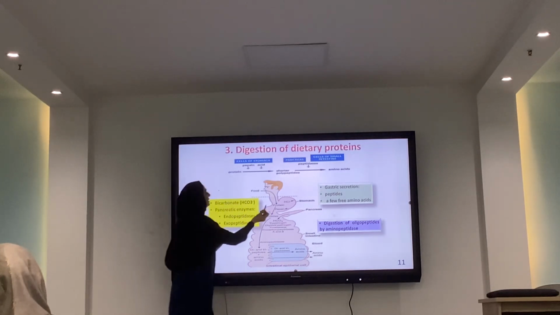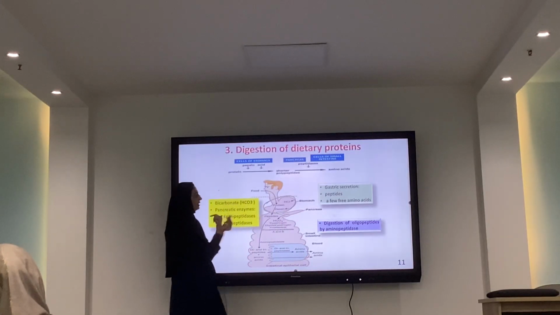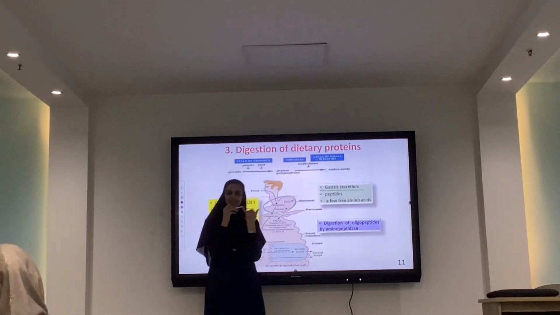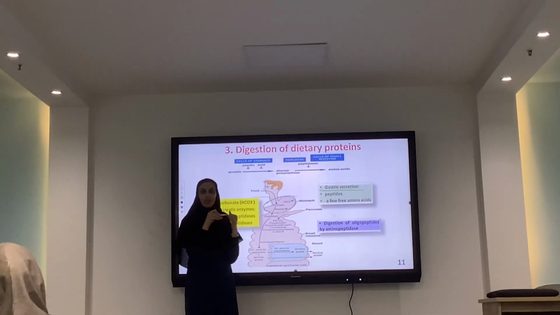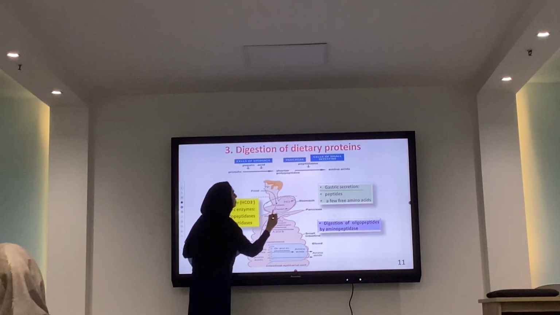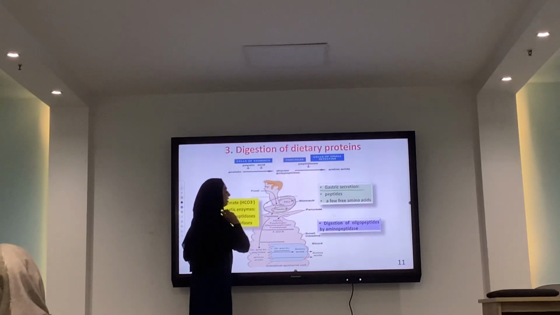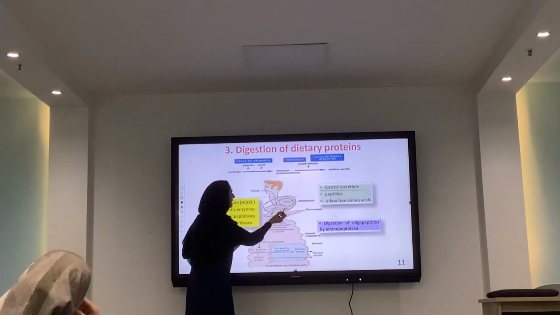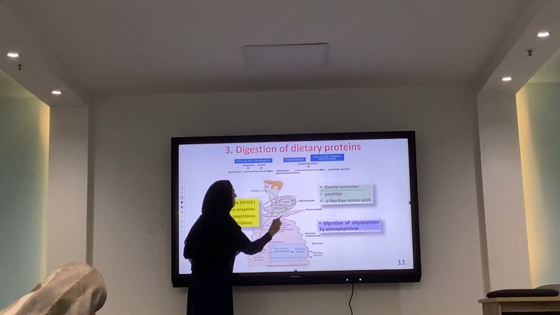Start from the stomach. At first, in gastric secretion, we have acids and some enzymes. Which enzyme? Pepsin and HCl, or hydrochloric acid. These components help to break down the proteins to some peptides.